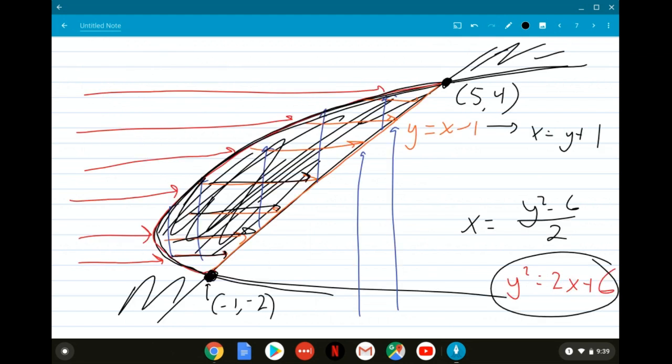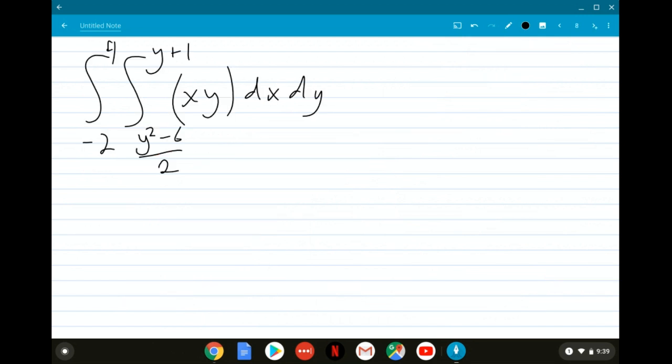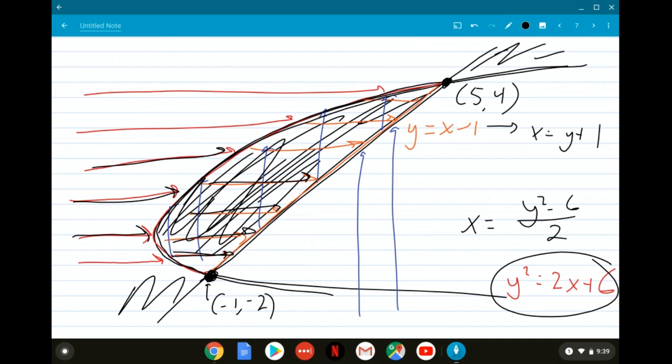So again, what are you entering? What are you exiting? As we move parallel to the x-axis, we're entering through this sideways parabola defined by y squared equals 2x plus 6, so that's going to form my lower boundary, and I'm always exiting this slanted line y equals x minus 1, or x equals y plus 1, and that's going to form my other boundary on my integral. Then for y, because I've basically already carved out those curves by integrating with x, I just have to make sure y stays inside my region from negative 2 to positive 4.